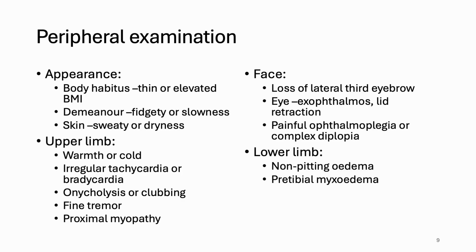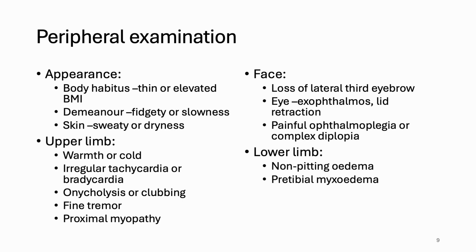Look at the patient's demeanor, whether they are fidgety or there's some slowness, and look at the skin, whether it's sweaty or dry. On the upper limb, you should note the hand, whether it's warm or cold, and whether the patient is having irregular tachycardia of atrial fibrillation or bradycardia. Look at the nails for onycholysis or clubbing. Look for fine tremor and check for proximal myopathy.